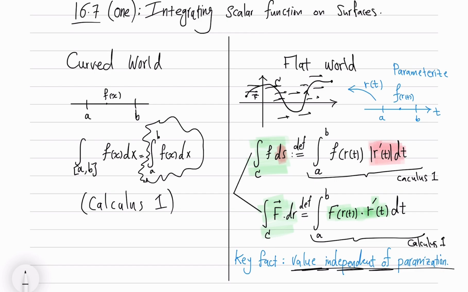Parameterization is an extrinsic, an artificial way of describing a curve, and the real thing is the curve itself lying in the space. But parameterization helps us evaluate this quantity and even define it mathematically to begin with.